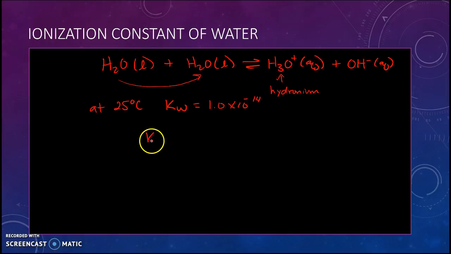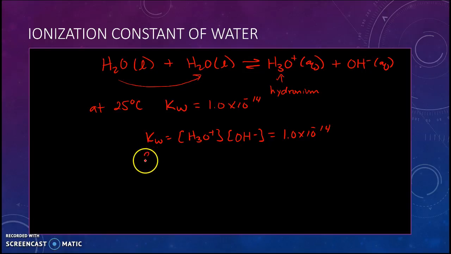And when we express this equilibrium constant, we have liquids over here, so those don't go into our equilibrium constant expression, but this Kw is going to be H3O plus times OH minus. And that, again, at 25 degrees Celsius, will be 1 times 10 to the minus 14th. And 25 degrees Celsius is room temperature, so mainly we'll use this.